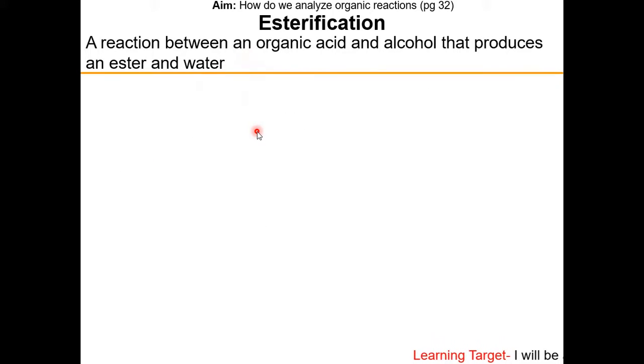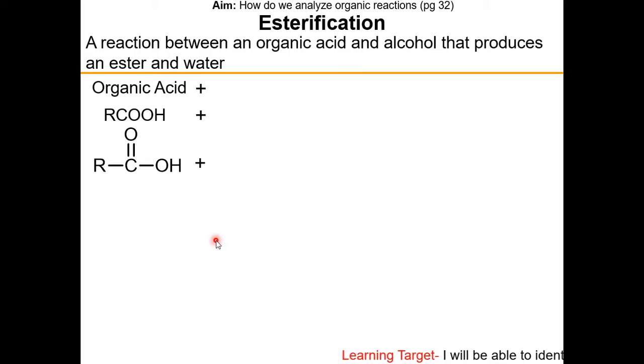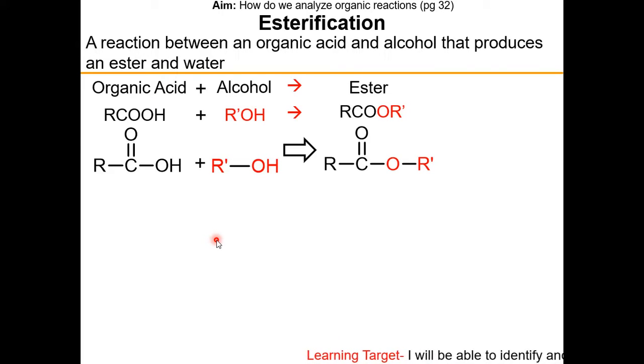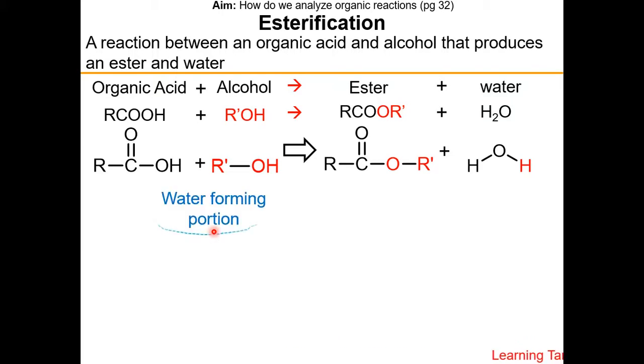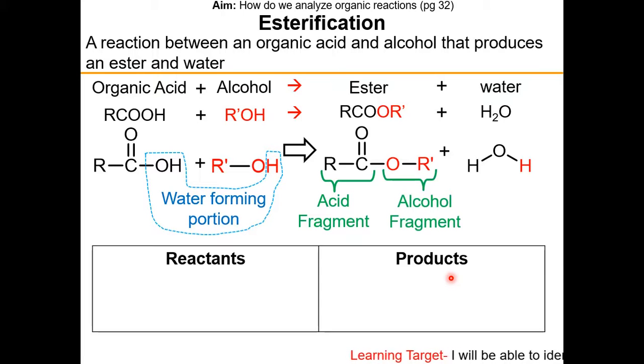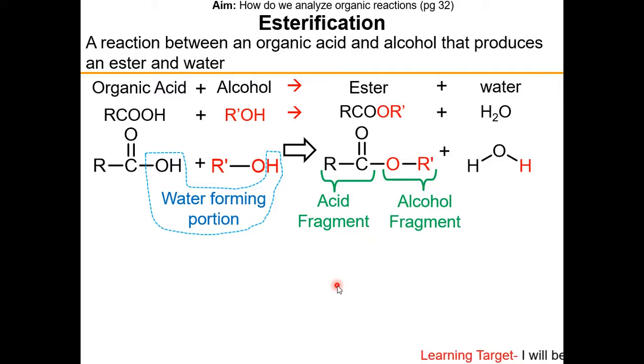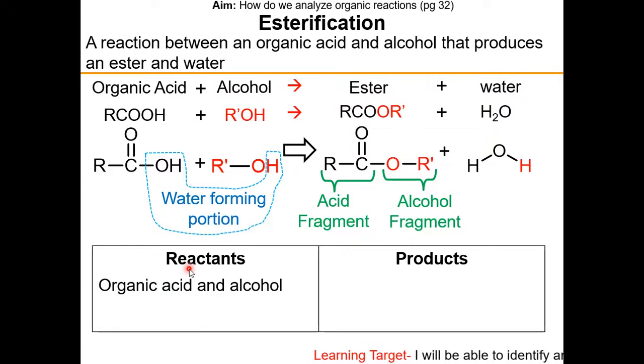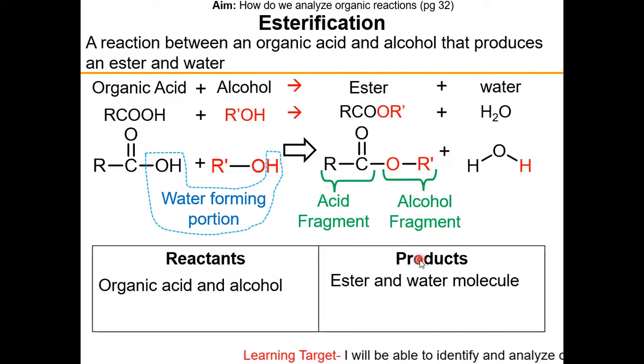The next organic reaction is esterification. This is a reaction between organic acid and alcohol. This produces an ester and water. This is the water-forming portion. If you look at the ester, this fragment came from the organic acid, and this fragment came from the alcohol. On the Regents exam, you must be able to figure out the ester from the alcohol and organic acid. In summary, the reactants are organic acid and alcohol, and the products are ester and a water molecule.